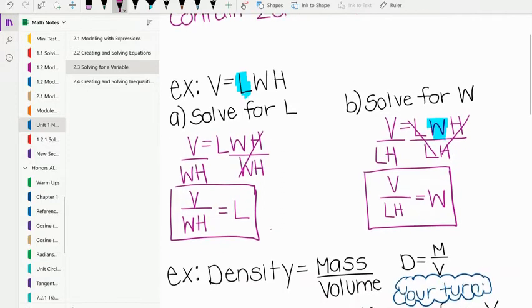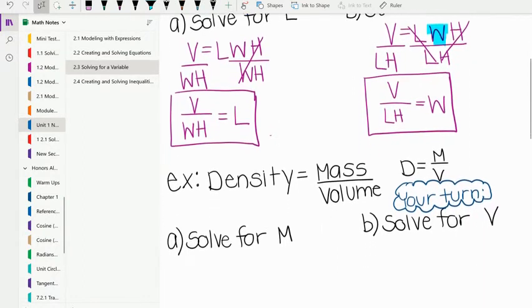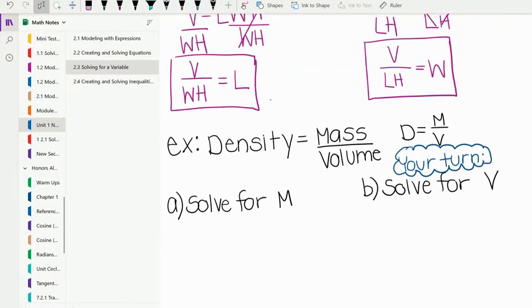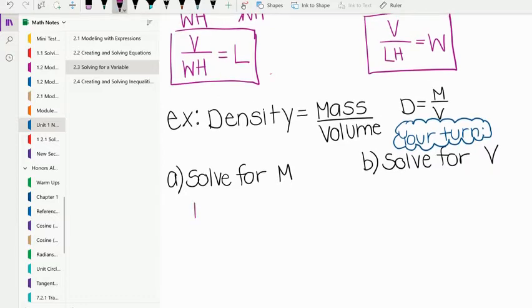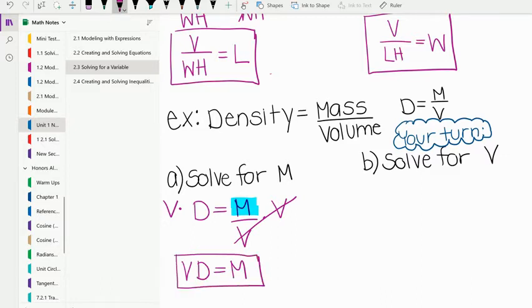Okay, let's look at another problem. So this one is density equals mass divided by volume. So density equals M divided by V. So if I were to write this out, D equals M over V. And again, I want to get this M by itself. So the first thing I need to do is get rid of that denominator. So to do that, I'm going to multiply by V. So that will cancel, and then I get VD equals M. And it looks like we have already isolated it.